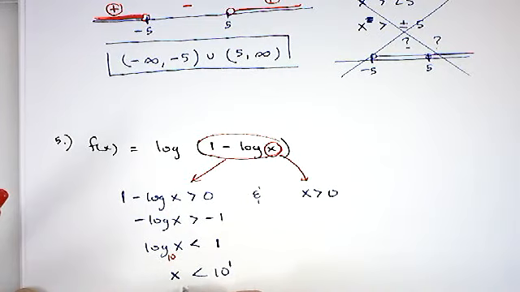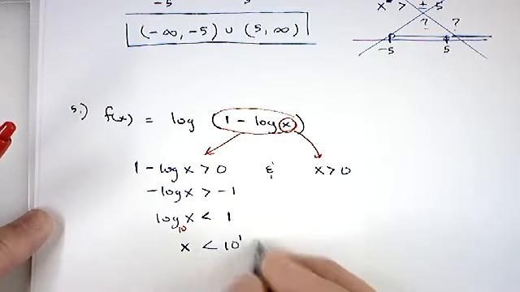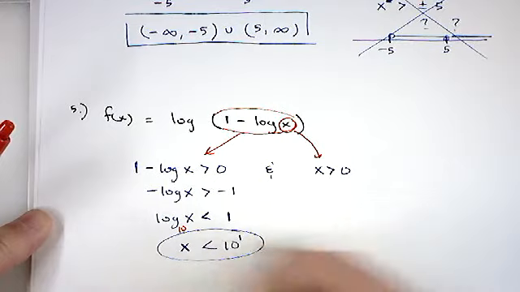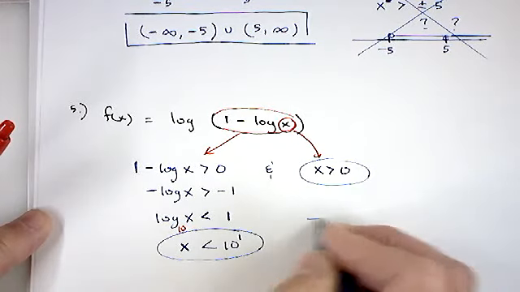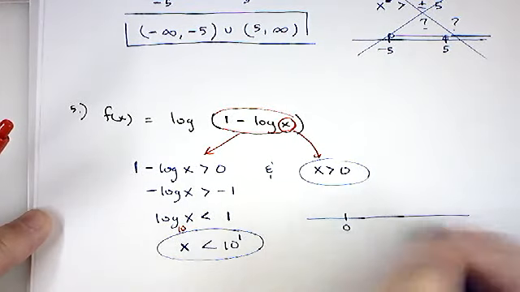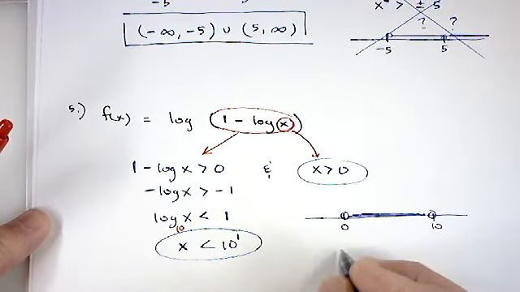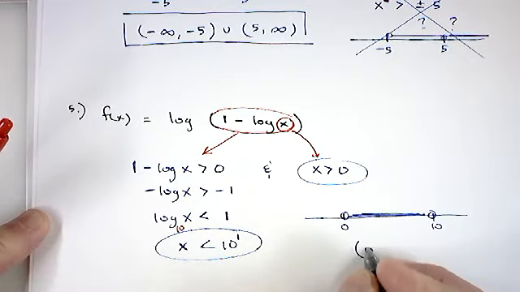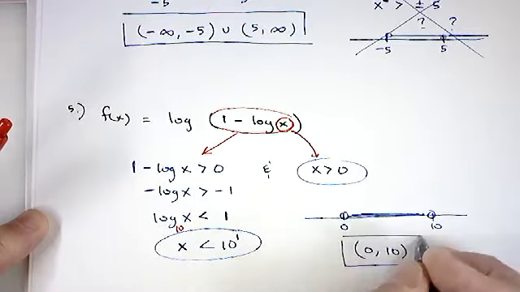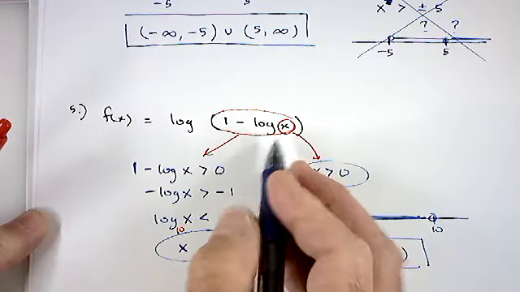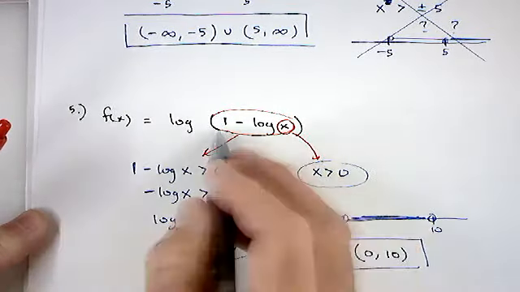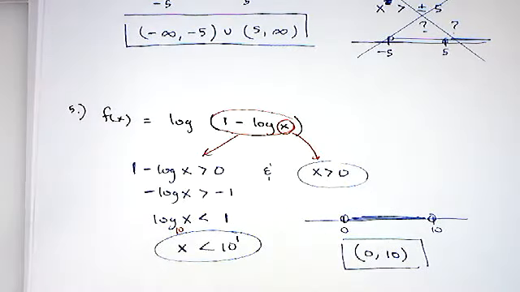My domain has to satisfy both of these. So what are the numbers on the number line that are both less than 10 and greater than 0? We're talking about these numbers here. So in interval notation, my domain would be parentheses 0 to 10. These are the numbers that I can plug in to x, not including the 0, and not worry about taking the log of a negative number or 0. All right.